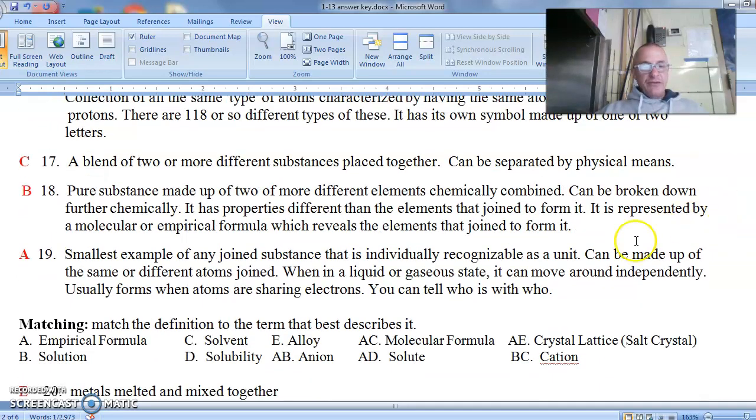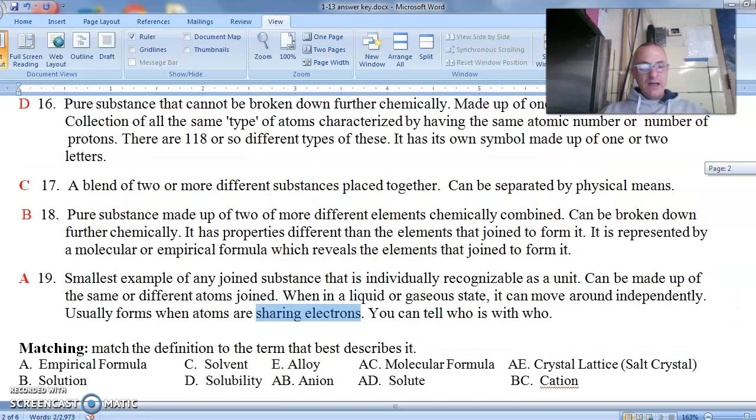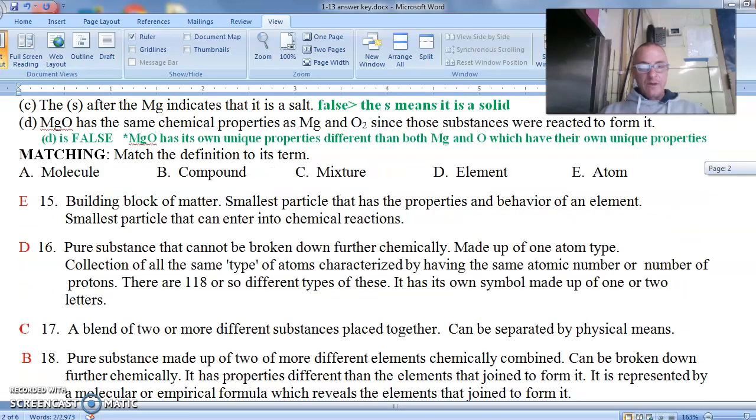Finally, what's the smallest example of anything that is joined that is able to go around together on its own? It can be the same atoms joining. It can be different atoms joining. It's generally a liquid or a gas. It's sometimes a solid. It can move around independently, and it's usually formed when things are sharing electrons. So what do we call it when things join and they're able to go around together? That's the definition of a molecule.